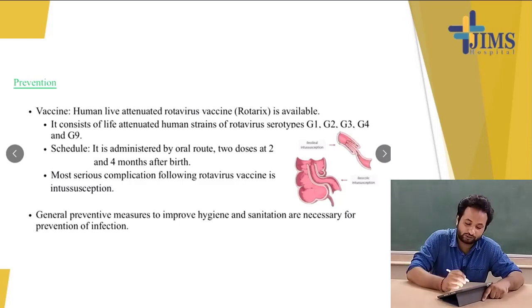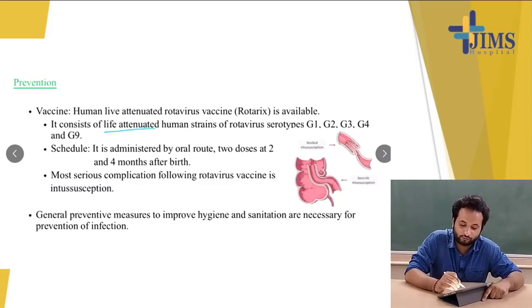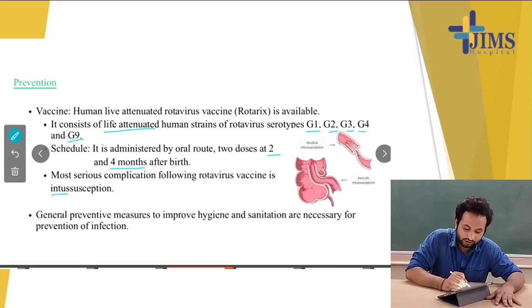It consists of live attenuated human strains of rotavirus serotypes G1, G2, G3, G4 and G9. The schedule is that you have to give it through the oral route, and there are 2 doses, the first at 2 months and the second at 4 months after birth. Now there is one most serious complication related to this rotavirus vaccine, which is known as intussusception.